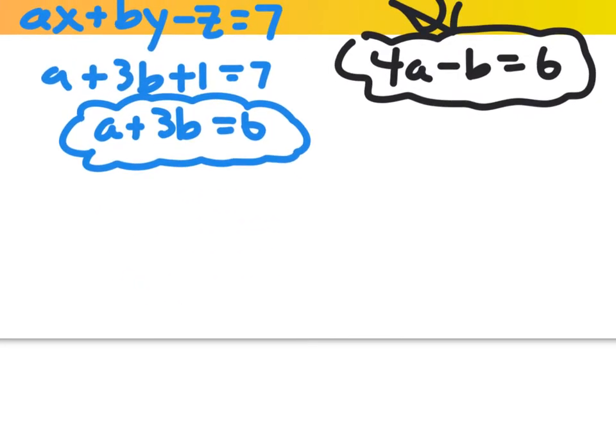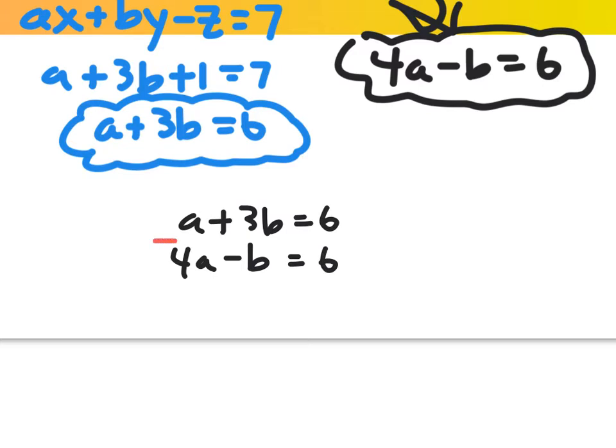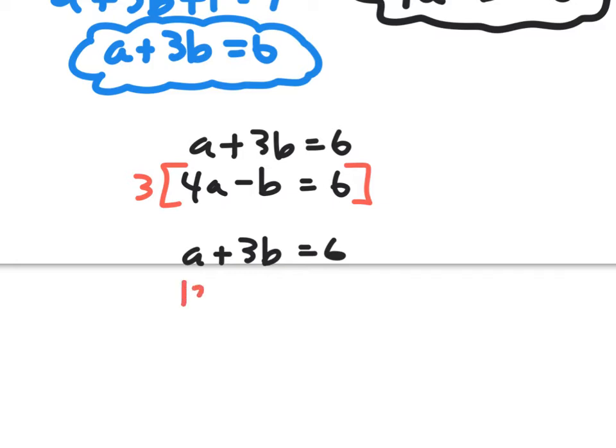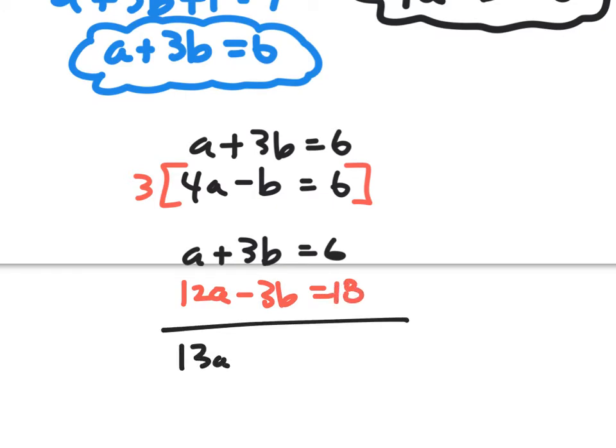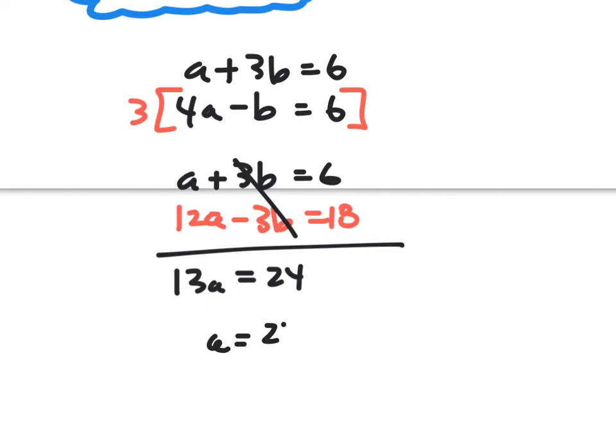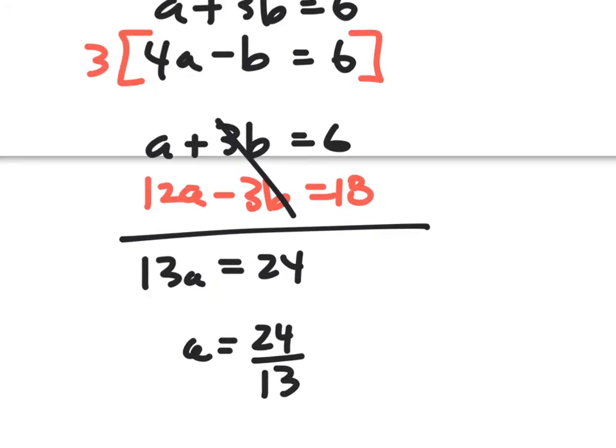Why don't I just do some elimination? A plus 3b equals 6. 4a minus b equals 6. How could I eliminate one? Let's eliminate b. Let's multiply the second by 3. The first one would stay the same. The second one would become 12a minus 3b equals 18. I add those together. I get 13a, the b's cancel, and I get 24. So it looks like a equals 24 thirteenths.